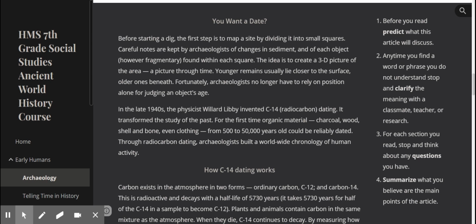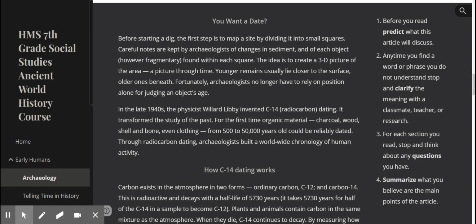You want a date? Before starting a dig, the first step is to map a site by dividing it into small squares. Careful notes are kept by archaeologists of changes in sediment and of each object, however fragmentary, found within each square. The idea is to create a 3D picture of the area, a picture through time. Younger remains usually lie closer to the surface, older ones beneath.